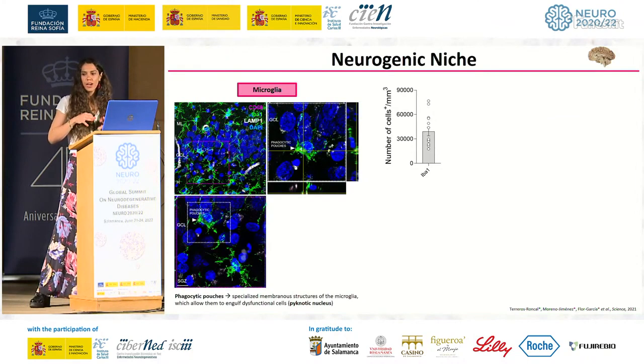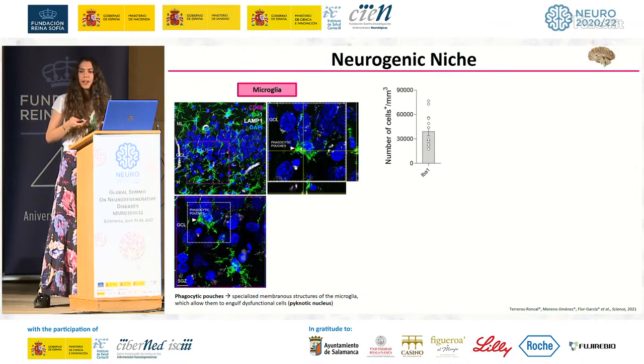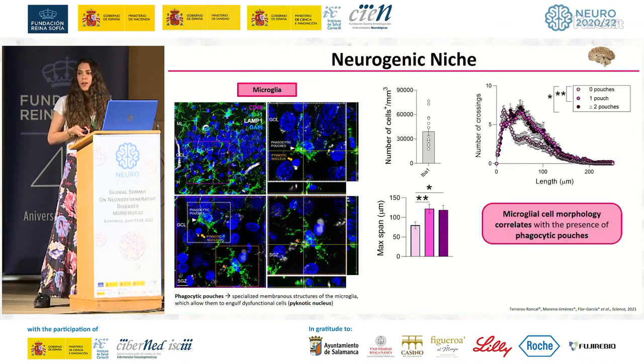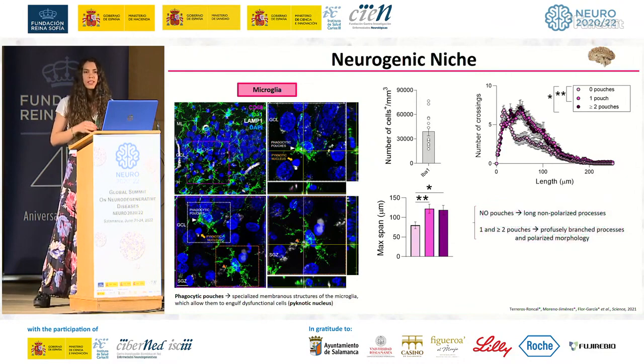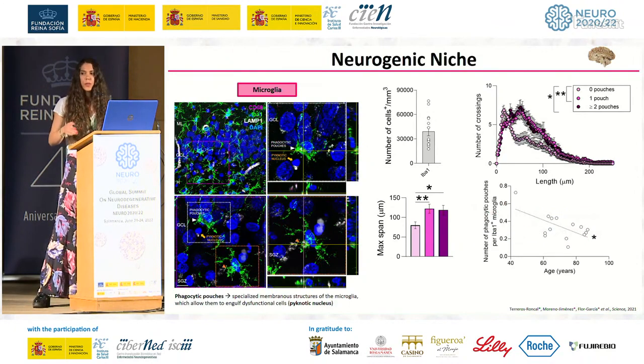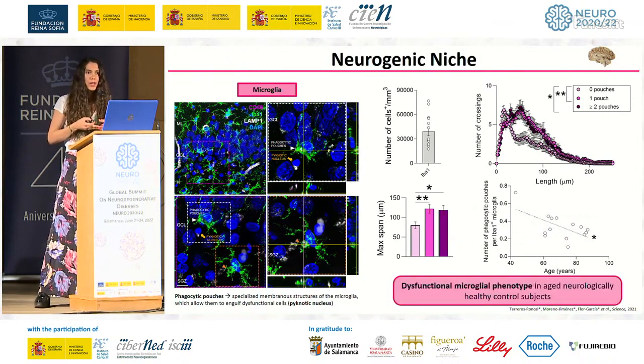Microglial cells have specialized membranous structures named phagocytic pouches, which are responsible for engulfing dysfunctional cells, shown here as pyknotic cells. Moreover, microglial cell morphology correlates with the presence of phagocytic pouches. Microglial cells with no pouches present long, non-polarized processes, while microglia with one, two, or more than two pouches have profusely branched processes and a polarized morphology. Moreover, the number of phagocytic pouches decreases with age, pointing to a dysfunctional microglial phenotype in aged neurologically healthy control subjects.